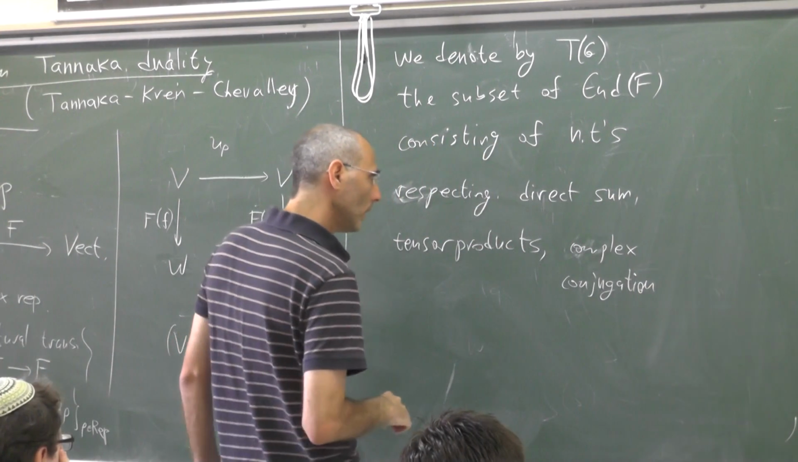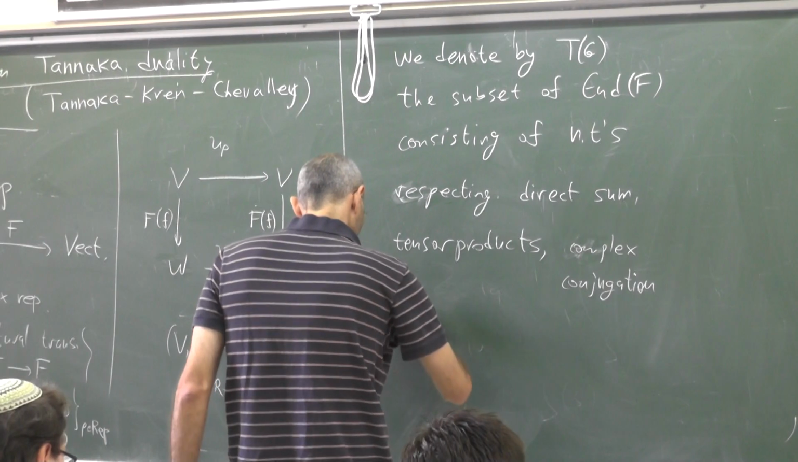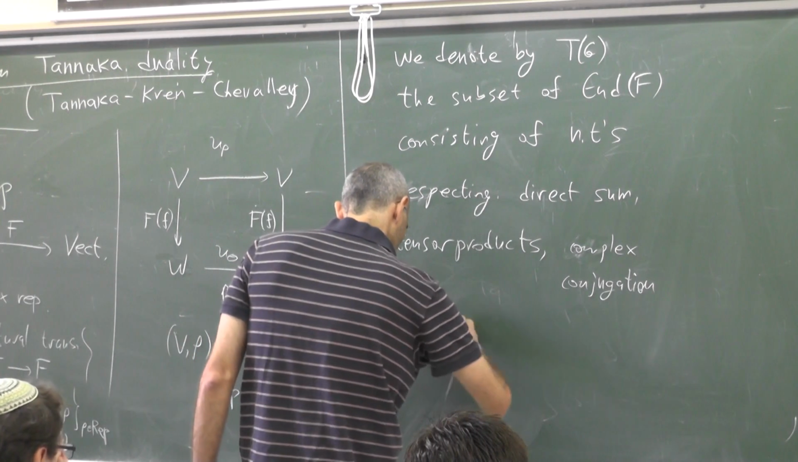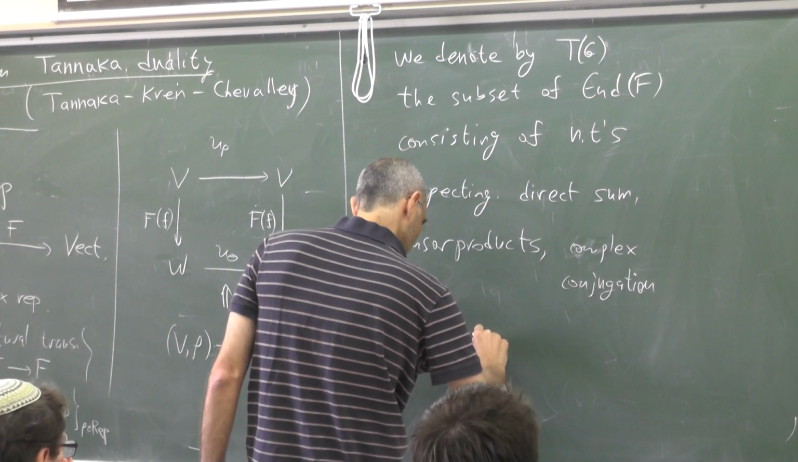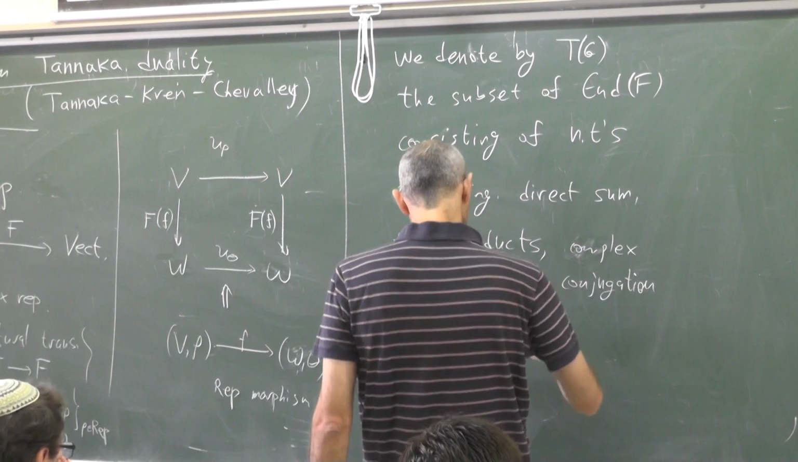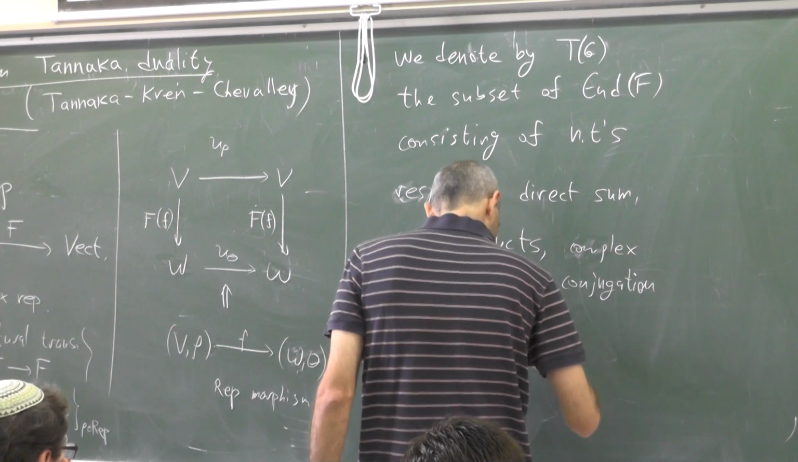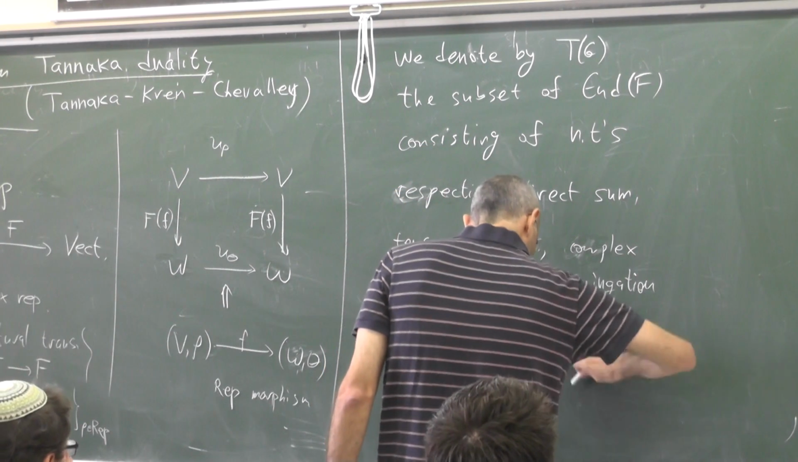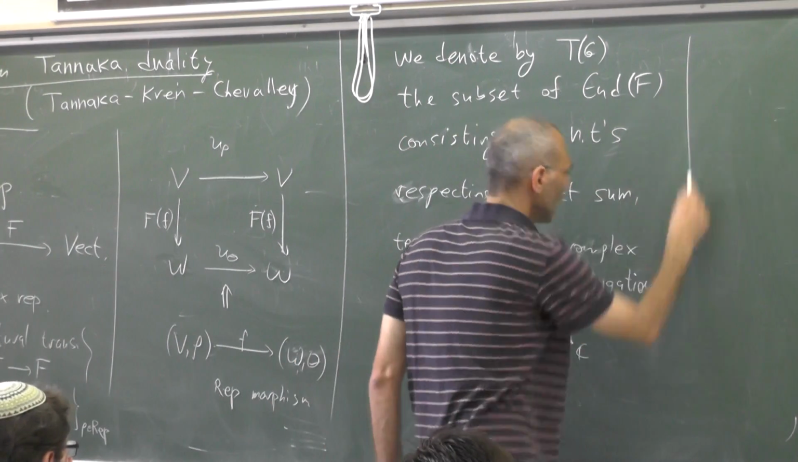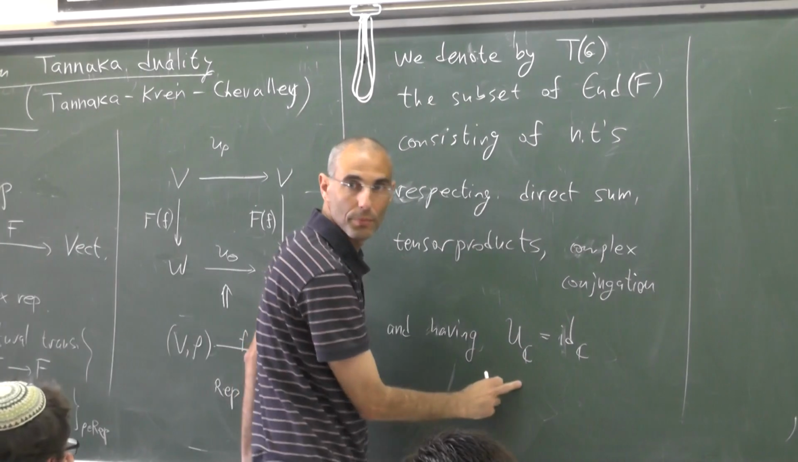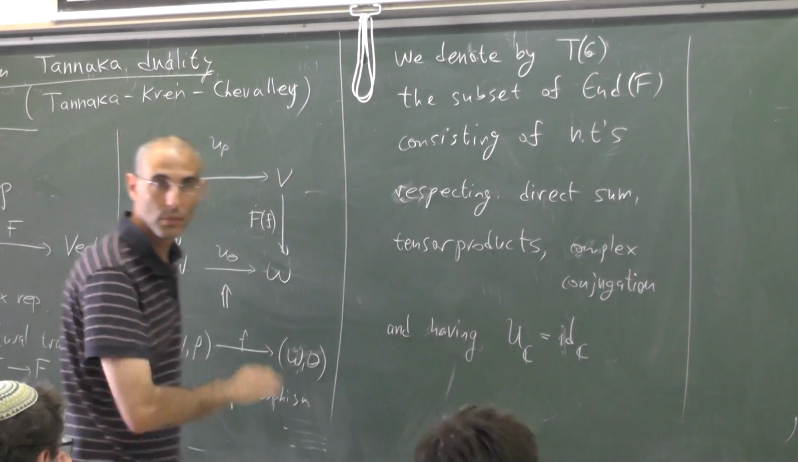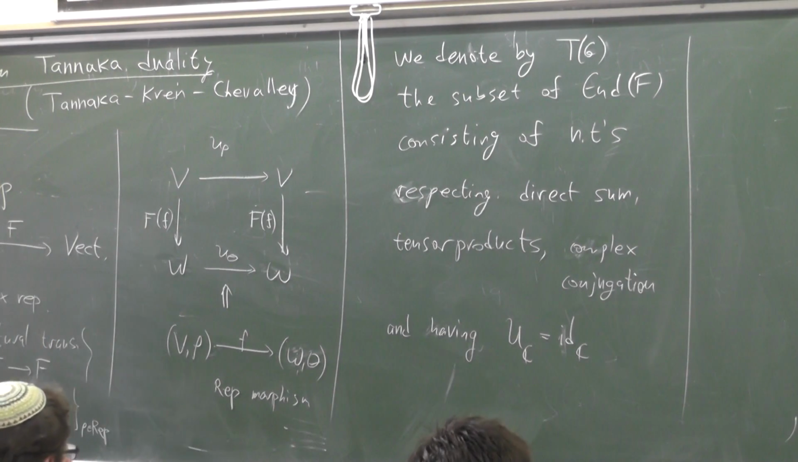Complex conjugation and assigning and having the U of C is the identity. So a priori here I could have put every scale. It's like normalization.